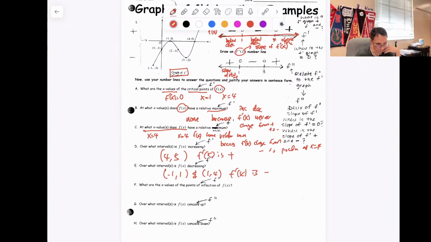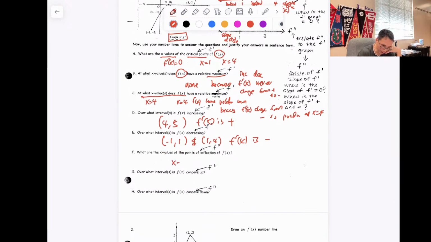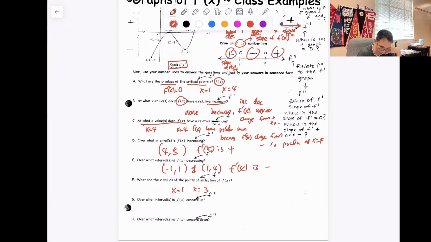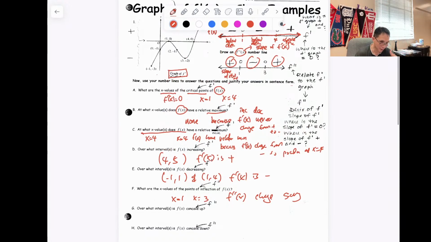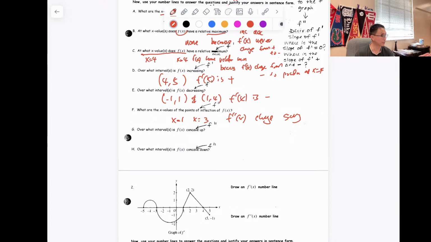Point of inflection. What is a point of inflection? Changing concavity. So that means at x equal to 1 and x equal to 3. Why? Because it went from positive to negative to positive. So x equal to 1 and x equal to 3, because the f double prime of x switches signs. Or you can say it's changing from positive to negative at 1 and from negative to positive at 3. Probably better to do that, because that's how you earn points on the AP exam.